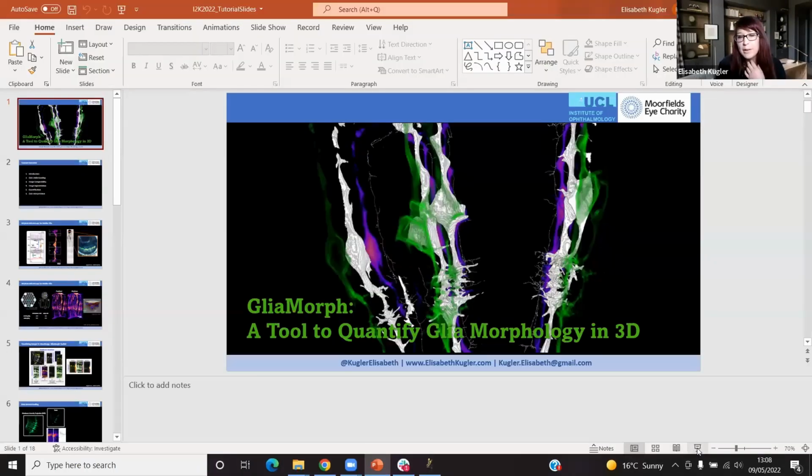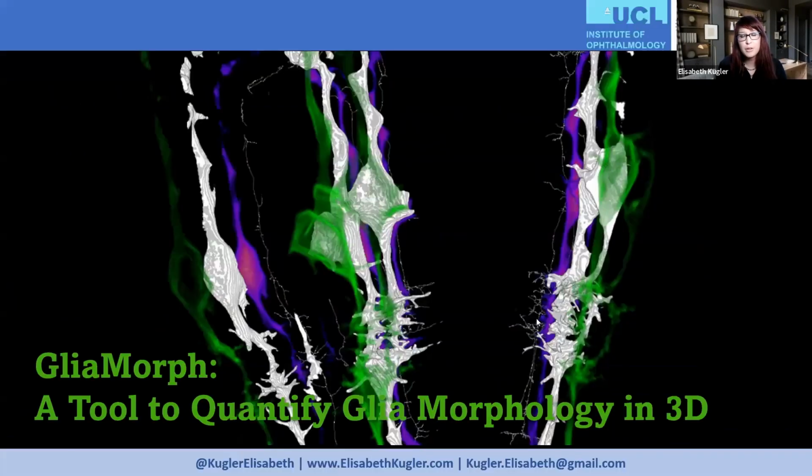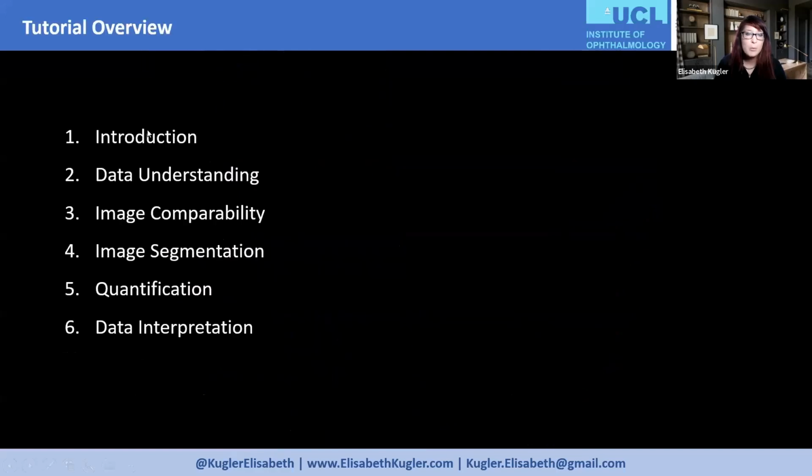So, right, now that we've talked through what we need for the download, that's fantastic. Today we're going to talk about GliaMorph. It's a toolkit that will allow you to quantify glia morphology in 3D. We have a little bit of introduction about the model, so what we're going to work on, and then a section about data understanding and image comparability, which Sara will lead. These are really for you to understand your data in 3 dimensions and what we can do to get better data quality, but also why it is so important to have really good data quality for your actual quantifications.